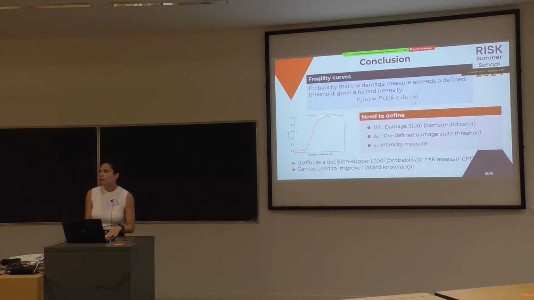So to conclude, my goal was to give you an insight into what fragility curves are and how to build them. It's the probability that the damage measure exceeds a defined threshold given the hazard intensity. To compute them numerically, you need a model of structures, you need a model of your hazard, you need to define a relevant damage indicator that depends on the case, depends on what you want to look at. You need to define also a damage threshold for this indicator, and relevant intensity measures. And all these points sometimes are hard to define. There is no common agreement for each hazard or for each case of what to choose. So it's still a subject of research.